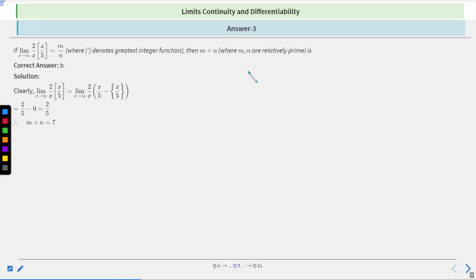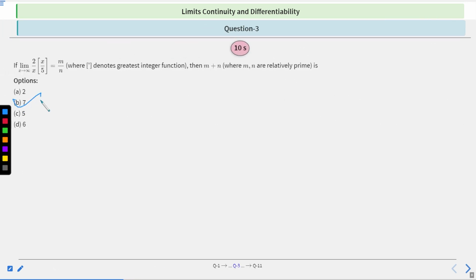Okay, clearly the limit as x tends to infinity of 2 by x times the greatest integer function of x by 5. The greatest integer function of x by 5 can be written as x by 5 minus the fractional part of x by 5, right? Now, the limit as x tends to infinity is basically 2 by x into x by 5 minus the limit of the fractional part of x by 5 over x, which is basically 0, right? So x and x will cancel out and the answer will be 2 by 5 minus 0, which is 2 by 5. So m plus n is basically 2 plus 5, which is 7, right? So option B is the right choice, 7. Clear?